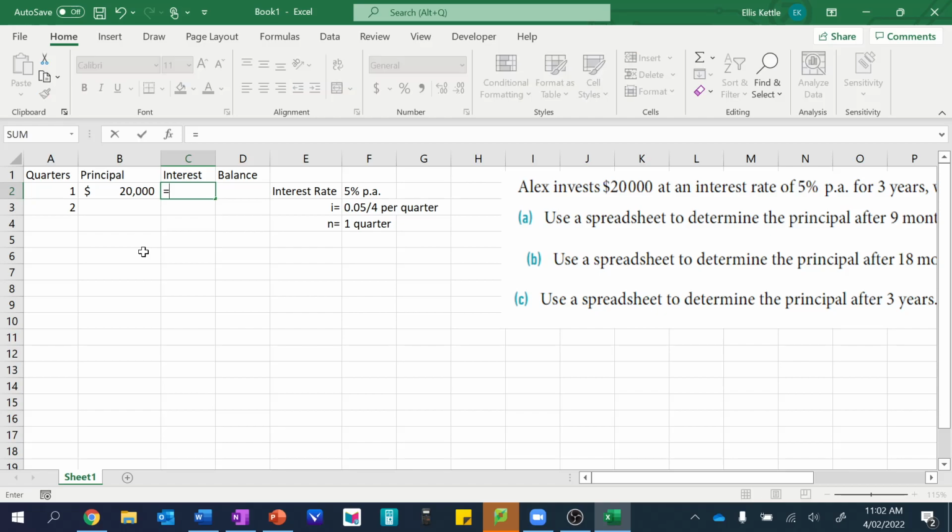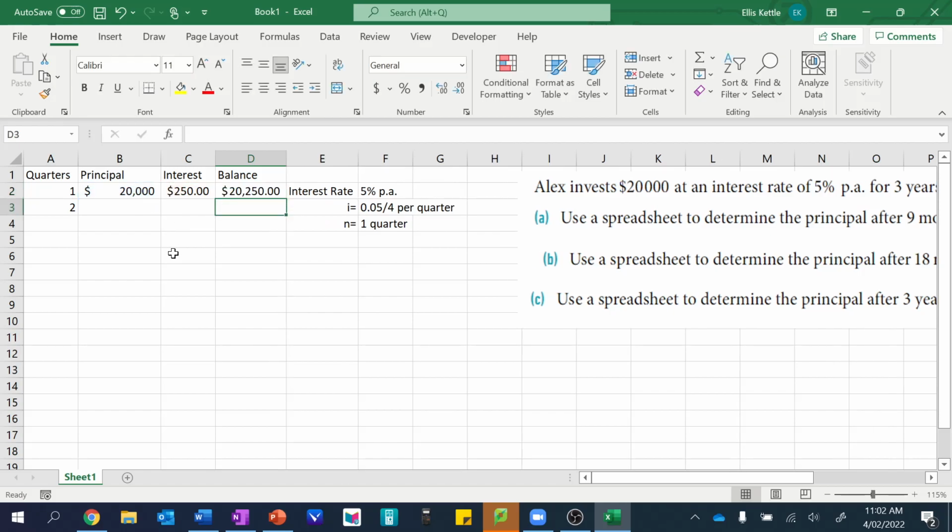So the interest is equal to P, the principal, times 0.05 over 4. That's my interest rate times the number of quarters, my N, 1, enter, done. There is my interest calculated. Now to calculate my balance, I take my principal and I add my interest. It's like calculating A. So it's just principal plus interest.